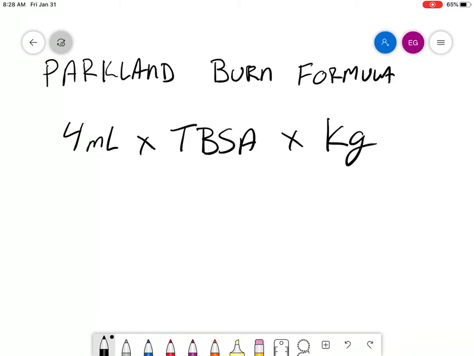Remember, for total body surface area burned, we're going to use the rule of nines. And also remember to convert your weight in pounds to kilograms. You're just going to divide by 2.2, or use the alternate method of dividing by 2 and then taking an additional 10% off.